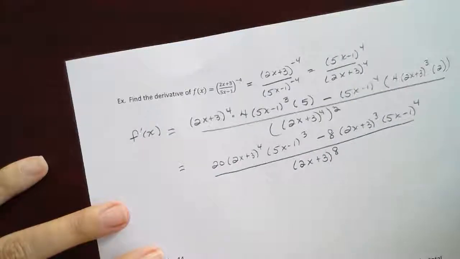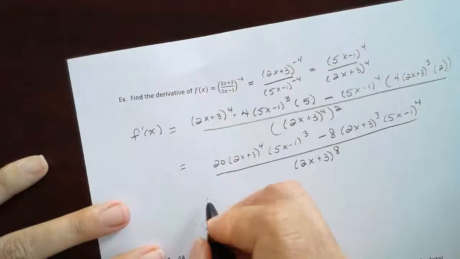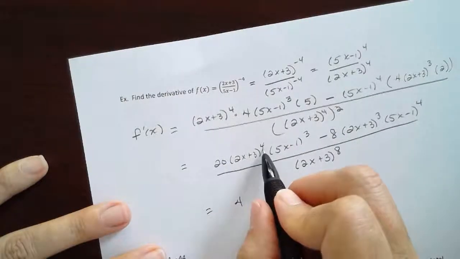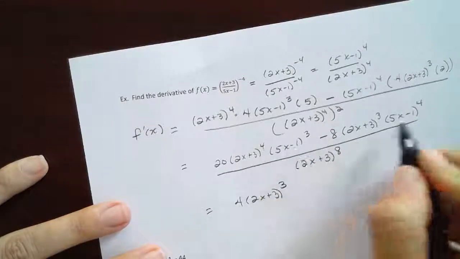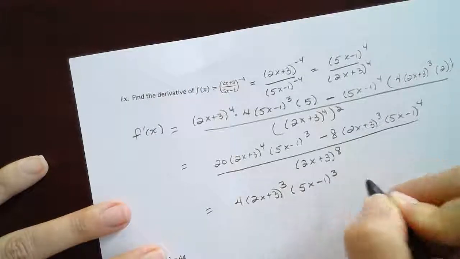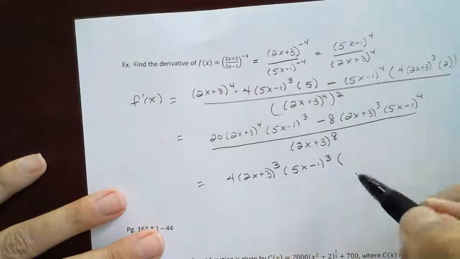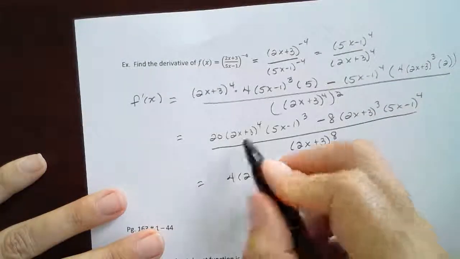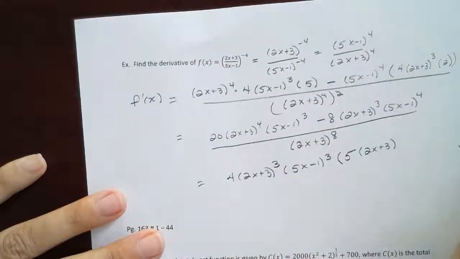Now let's factor. Numerically, greatest common factor is going to be a 4. And for the factor of 2x plus 3, I can pull 3 of those. I've got 3 here and 4 there. I'll pull 3 of the 5x minus 1. Okay, and then let's go ahead and figure out what to put in the second set of parentheses here, or the third set in this case. 4 times 5 will give me 20, and I need 2x plus 3. And I'm all set with the 5x minus 1.